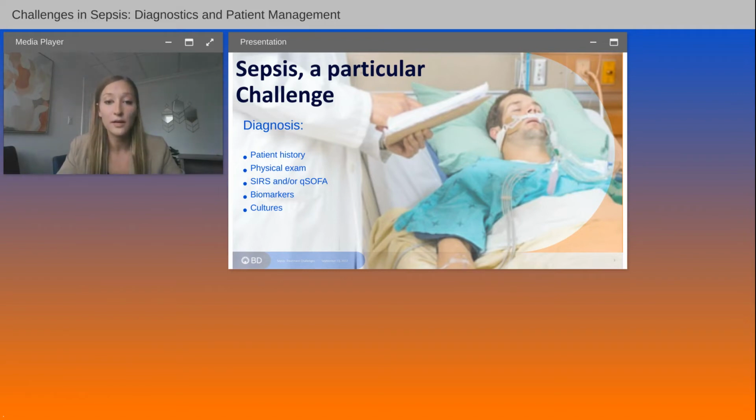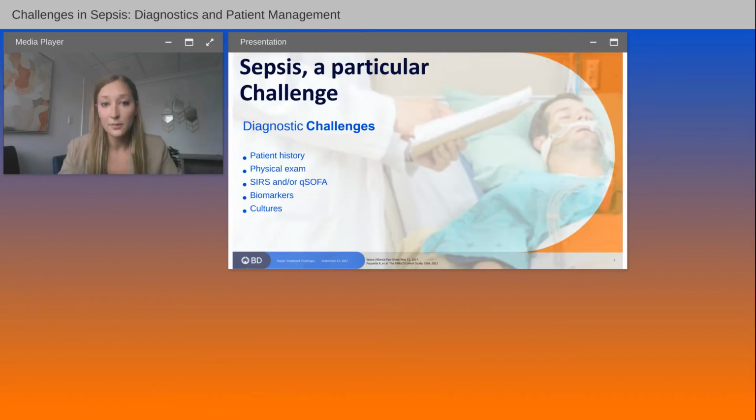becoming more and more accepted as a tool to try to predict our confidence level if this patient has sepsis, as well as the tried and true cultures. We know cultures are still the mainstay of treatment and one of the ways we can most confidently identify a causative infection. A lot of these approaches to diagnosis, though, have come with their own challenges.